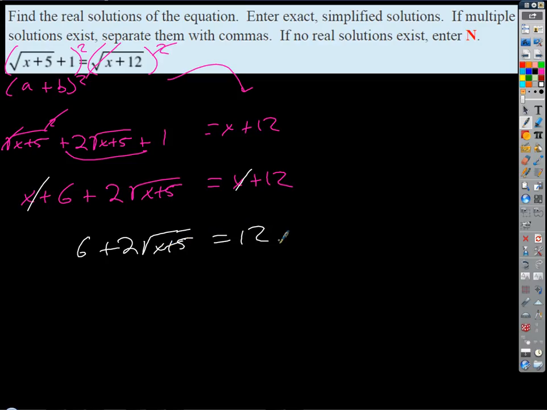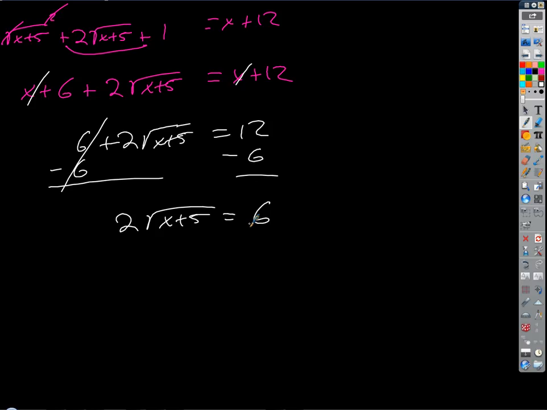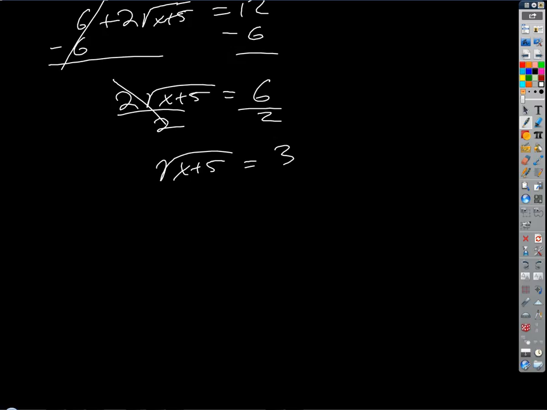What do I do to isolate the square root? Subtract 6. That gives me 2 times the square root of x plus 5 equals 6. Divide by 2. So I get the square root of x plus 5 equals 3. How do I undo the square root? Square it. That cancels the radical, so I get x plus 5 equals 3 squared, which is 9. Subtract 5 and get x equals 4.